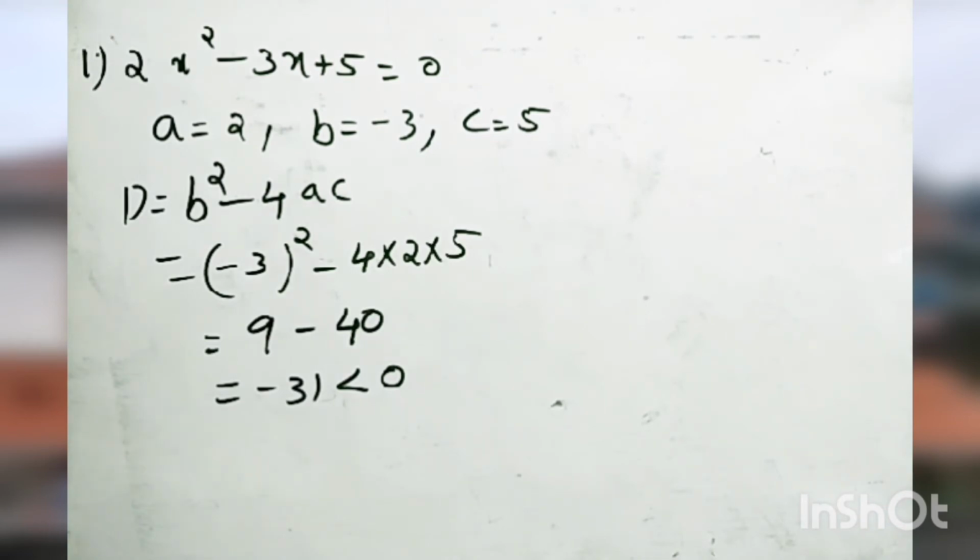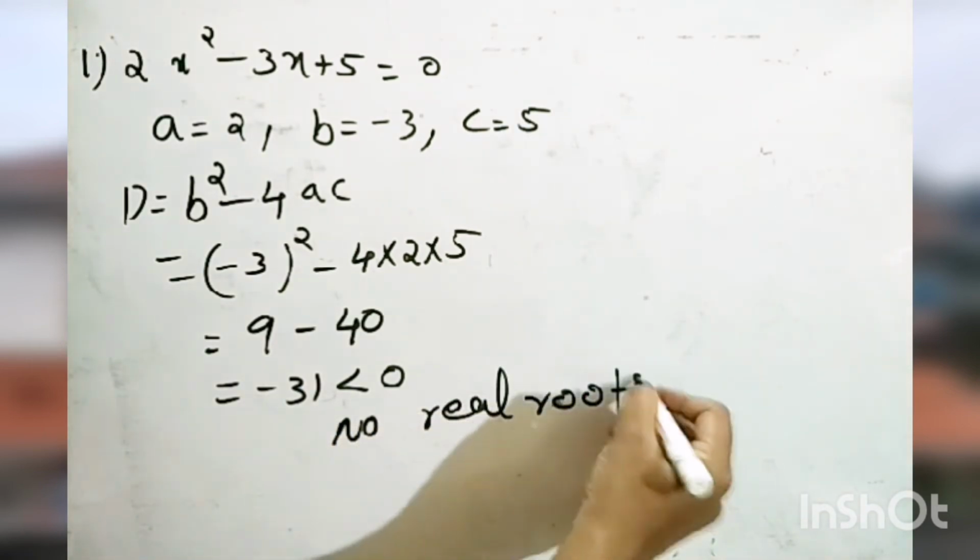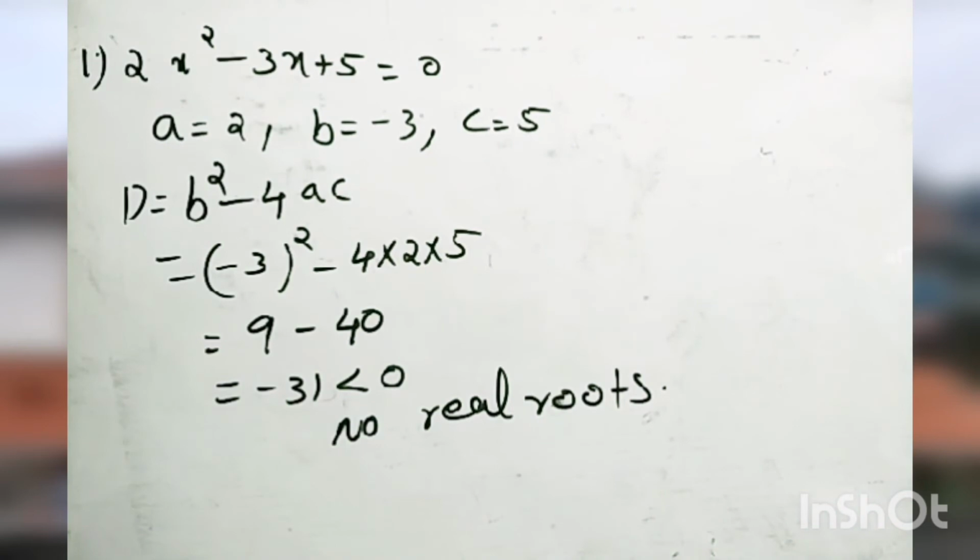If b square minus 4ac is less than 0, what is our conclusion? There are no real roots for the given quadratic equation. Now, second question.